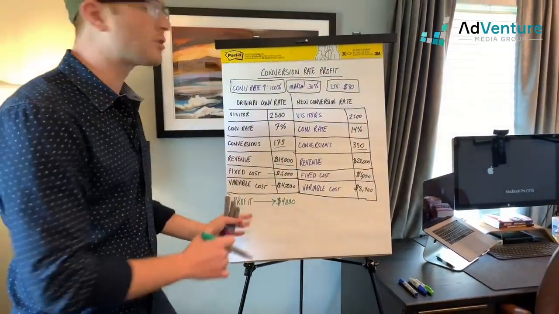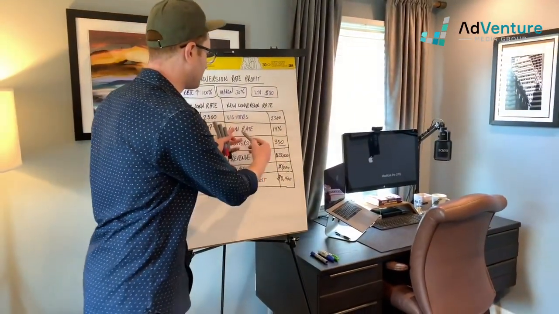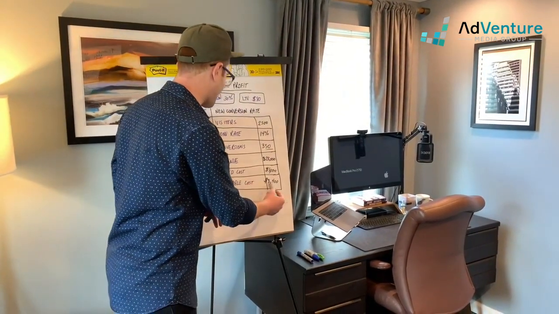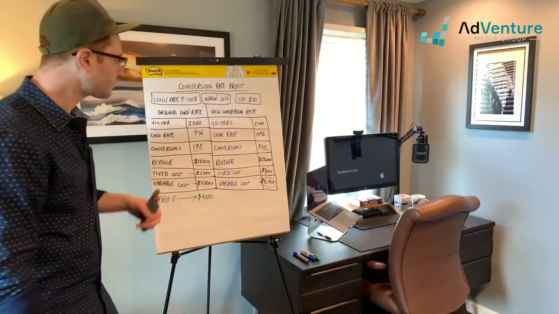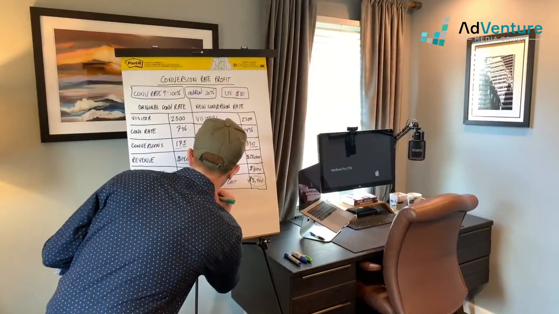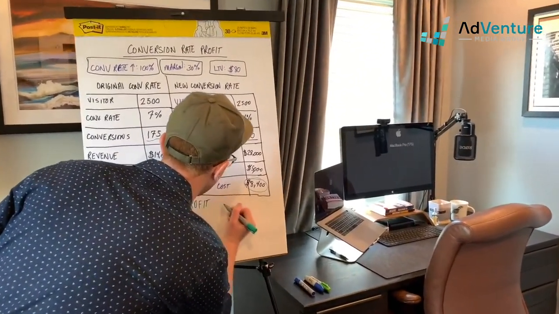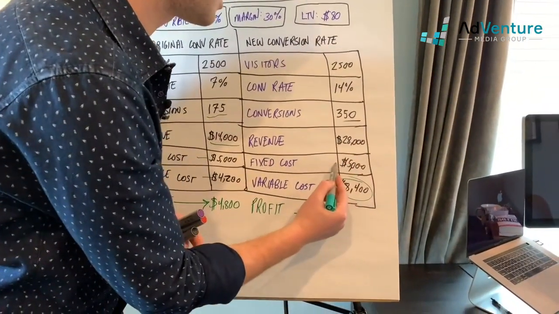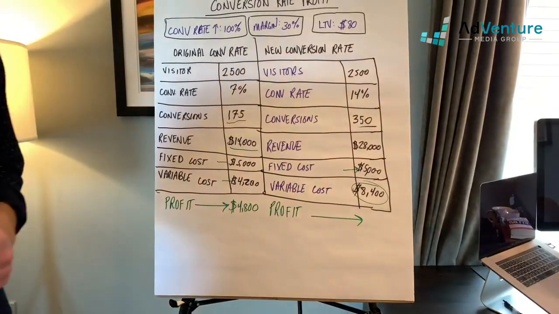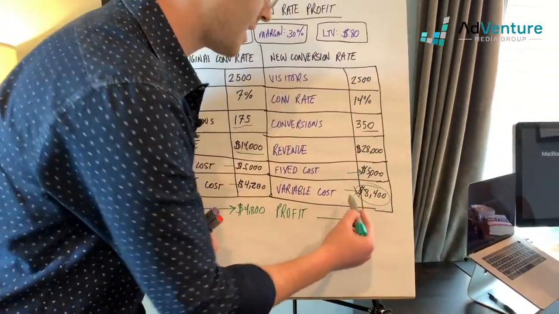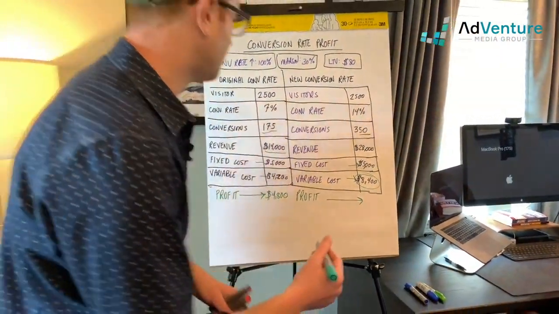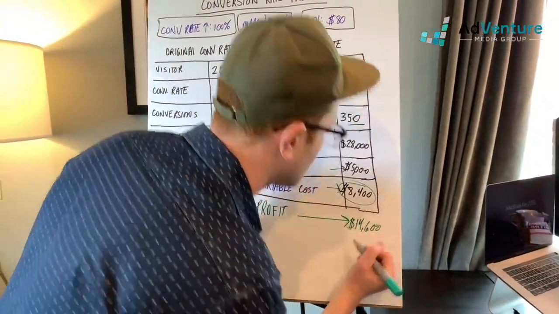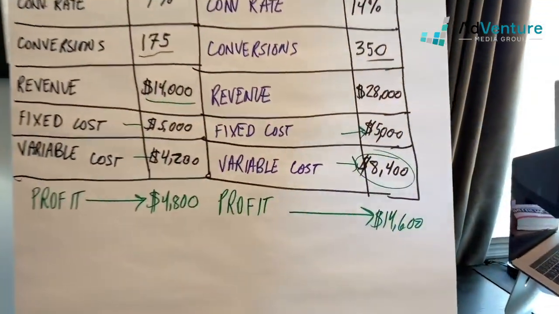Now, we can't just double it here, remember, like we did with conversion rate, conversions, and fixed costs, because there's a variable cost difference. Our variable cost over here is $8,400. So we need to do the math separately. I'm going to put profit here, and you guys can do the math. Remember what we do, right? We take revenue, $28,000, subtract $5,000, $23,000, and subtract $8,400. What does that get us to? It gets us to $14,600 in profit in this scenario, okay?